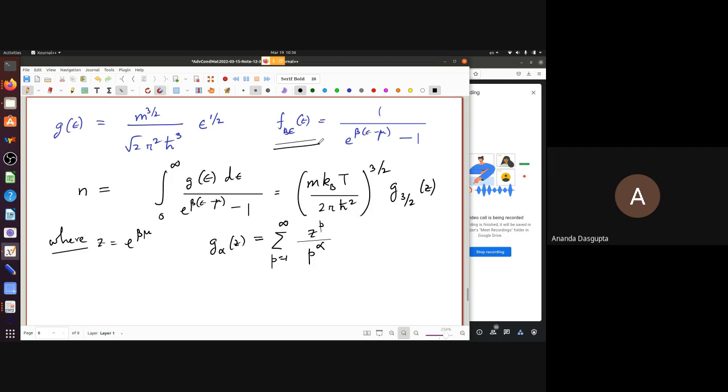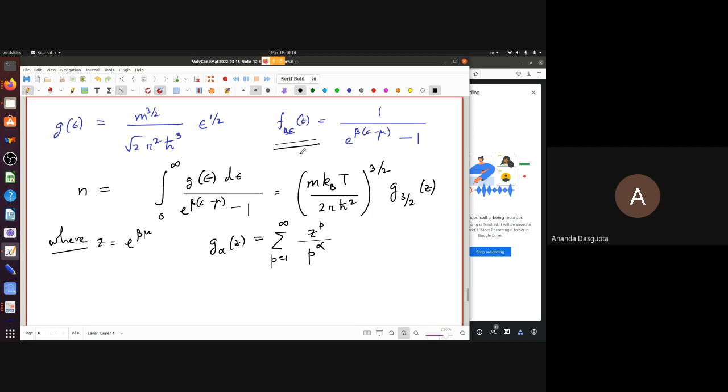Because e to the beta times epsilon minus mu would be pretty close to 1, especially if epsilon is very close to mu. So this number could very well be more than 1, which of course means it cannot be a probability. But what it really is, is the occupancy or expected occupancy. That is, if you have a microscopic state with energy epsilon, on average, how many bosons would be there? That is what this Bose-Einstein distribution talks about.